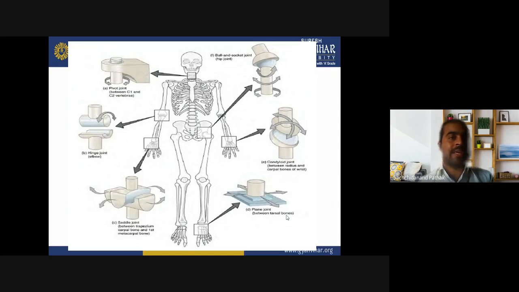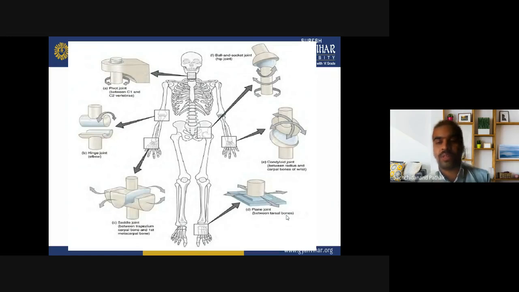You can see the A, that is the pivot joint, it looks like this, and that is in the vertebral column between the C1 and C2 vertebrae. You can see the ball and socket joint, where there is a socket structure and another bone having the ball structure. So these are two joints like the hip bone. You can see the structure in the hip bone where the femur head fits into the pelvic bone.